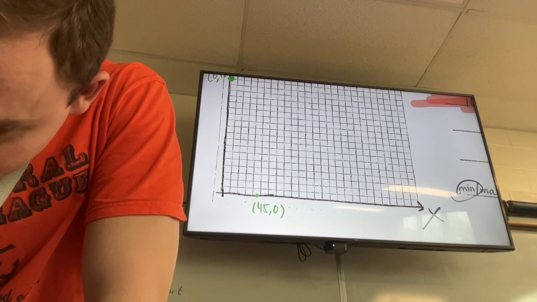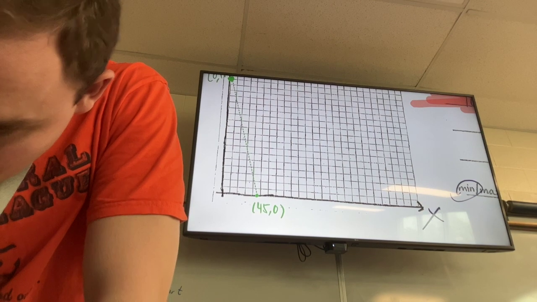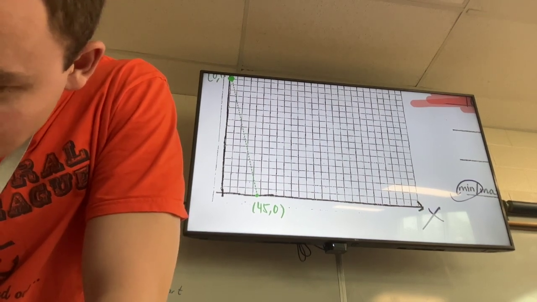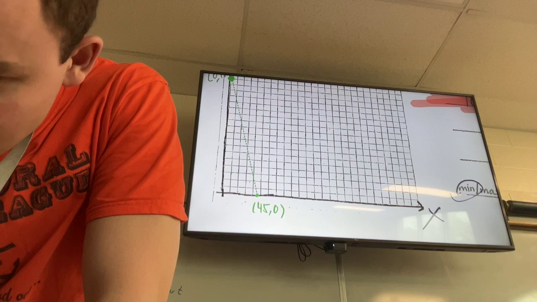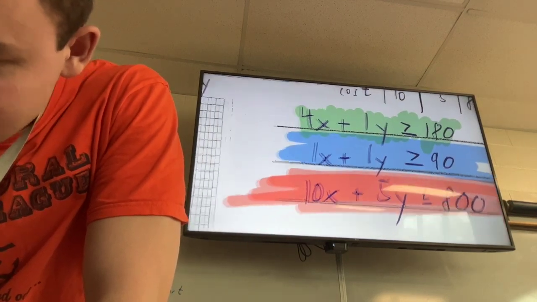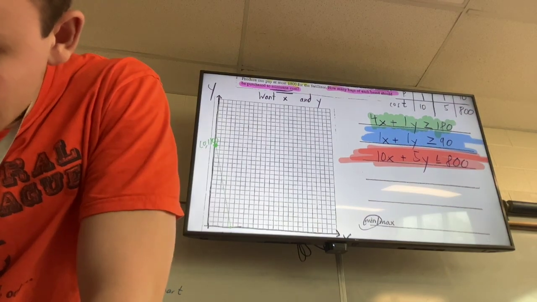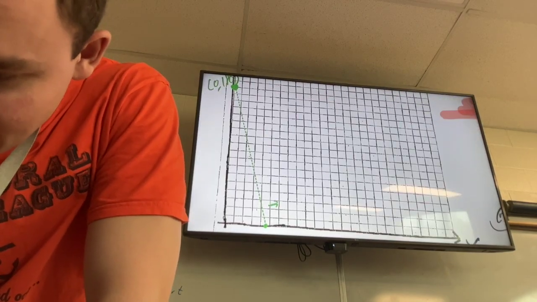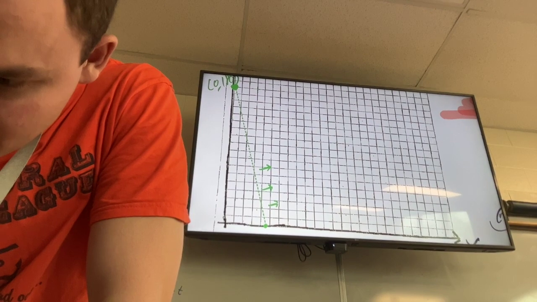Let's do this as dashed lines, okay? And I want to be above or below that green line. What does my inequality say? 4x plus 1y is greater than or equal to 180. So we want to be above. We want to be on this side of the green line, okay?